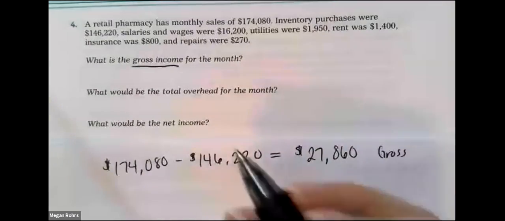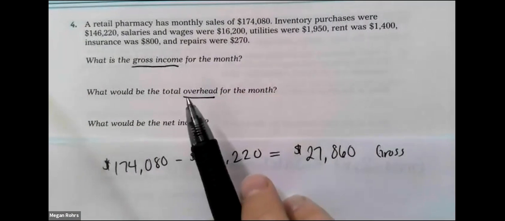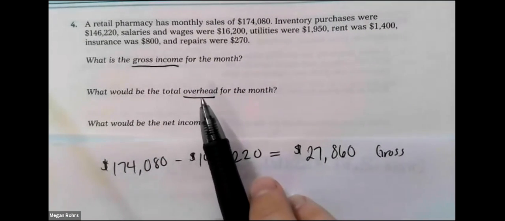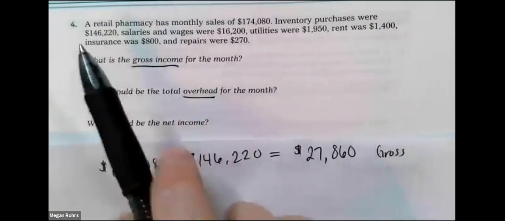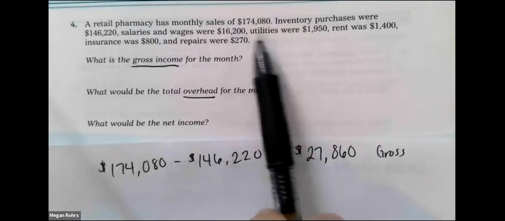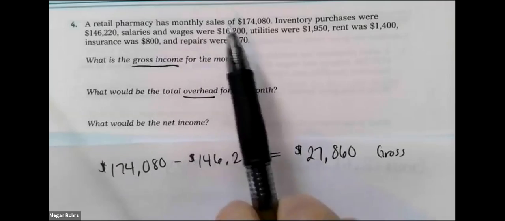Now it says, what is the overhead for the month? Remember, overhead, all of the expenses of doing business, but does not include the inventory. So we're not going to worry about our sales. That's our profit. We're not going to worry about our inventory. We're just going to worry about all of these other expenses here. So we're going to add those up together.